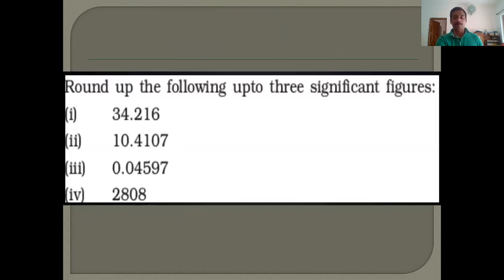Here is some homework for you. Round up the following to 3 significant figures: 34.216, 10.4107, 0.04597, 2808. The first one has 5 significant figures. The second one, 6 significant figures. The third one, 4 significant figures. And the last one also has 4 significant figures. You have to round it up to 3 significant figures. Try to do it.